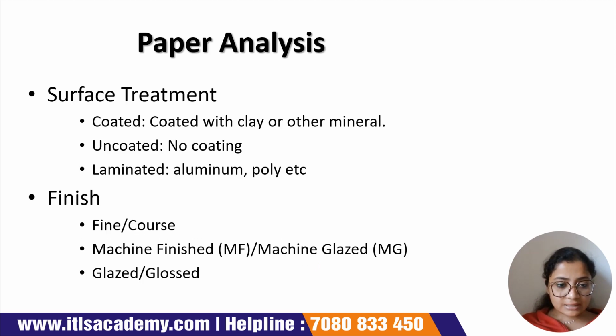Okay, next factor that we need to consider will be surface treatment. In surface treatment, what will be the important factors? Number one, coated. There we need to see whether it is coated with clay or any other mineral. Second will be uncoated. Uncoated means obviously we need not do any other observation. That means it has no coating, no clay or no other material. Third will be laminated. What all will come in laminated? It can be laminated by aluminium or any other polyester kind of material.